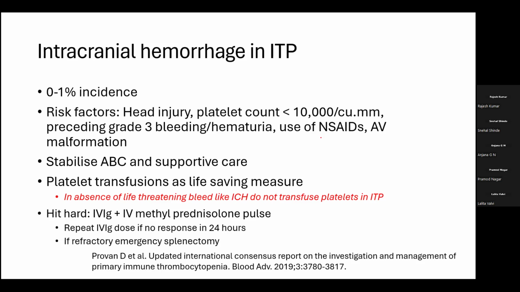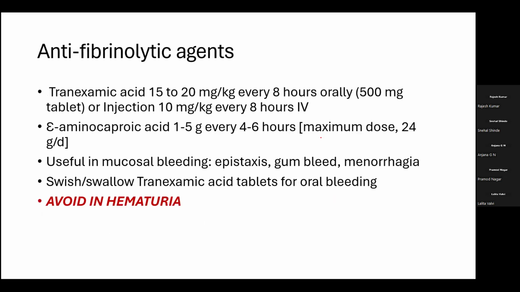You know that there are circulating antibodies. Whatever platelets you transfuse, they're going to get destroyed. But in such severe life-threatening cases, yes, you can give some platelet transfusions. And we hit hard with a combination of different modalities. We'll give steroid and IVIG. And if it is still not working within 3-4 days time, you might even want to do an emergency splenectomy to improve the platelet count urgently. We'll talk about splenectomy very soon.